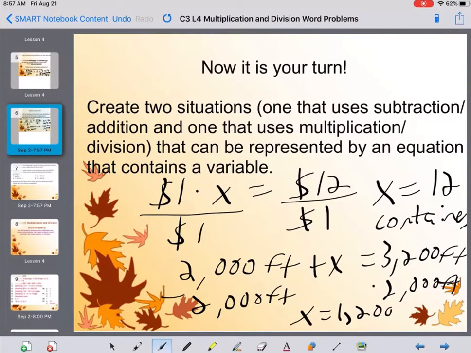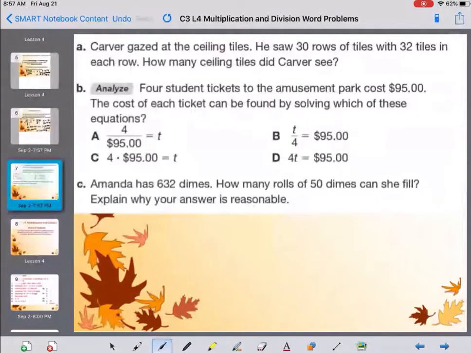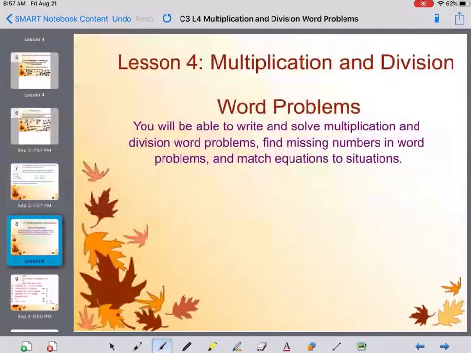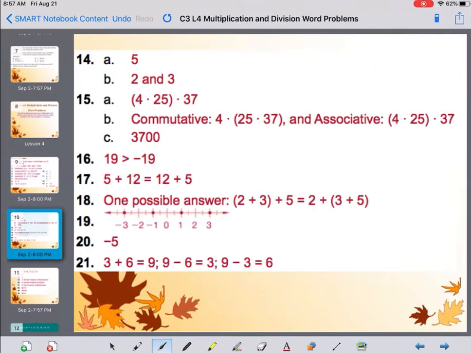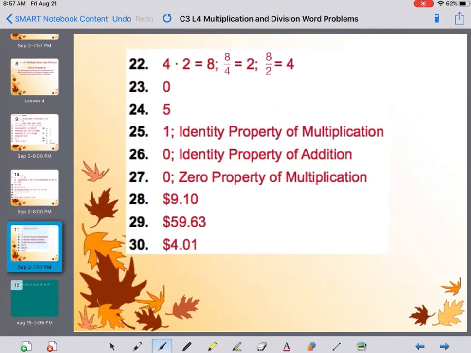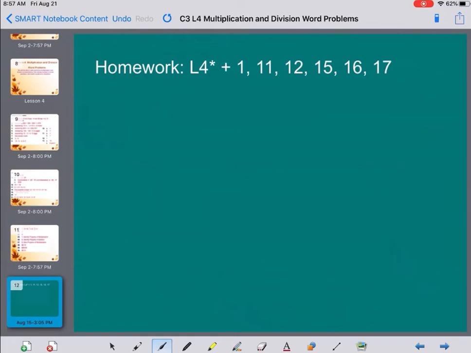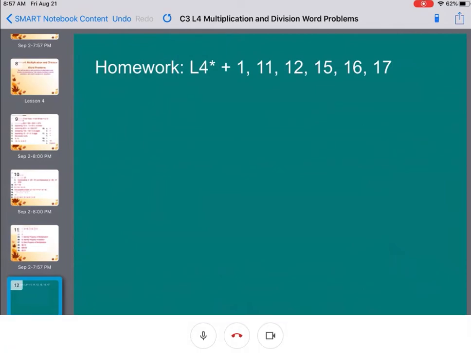So here is the lesson practice set. You can go ahead and work on that on your own. Again, Lesson 4, multiplication and division word problems: you will be able to write and solve multiplication and division word problems, find missing numbers in word problems, and match equations to situations. Here are the Lesson 3 homework answers, we're going to skip through that. And then the Lesson 4 homework is the star problems 1, 11, 12, 15, 16, and 17. Thank you very much and have a wonderful day.